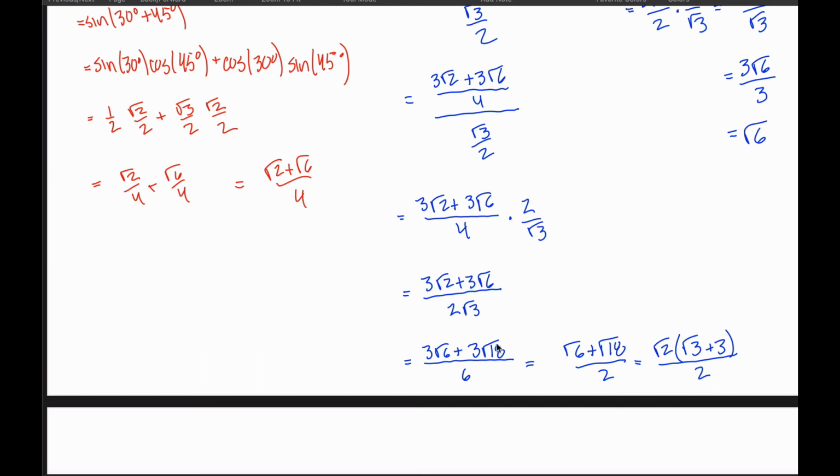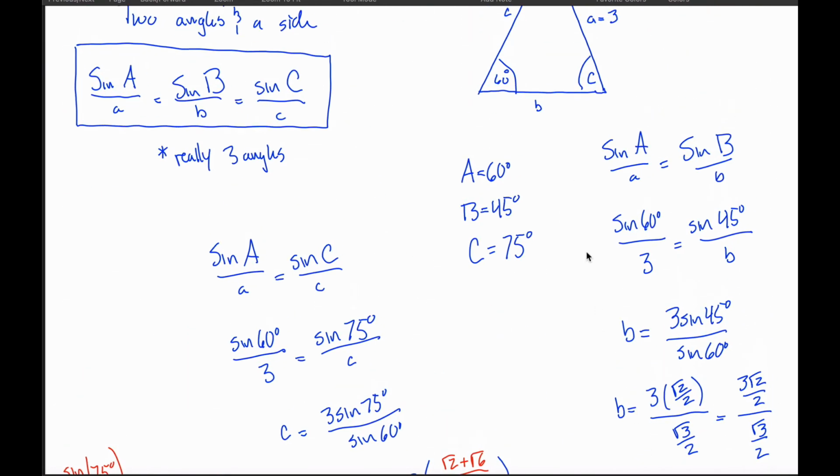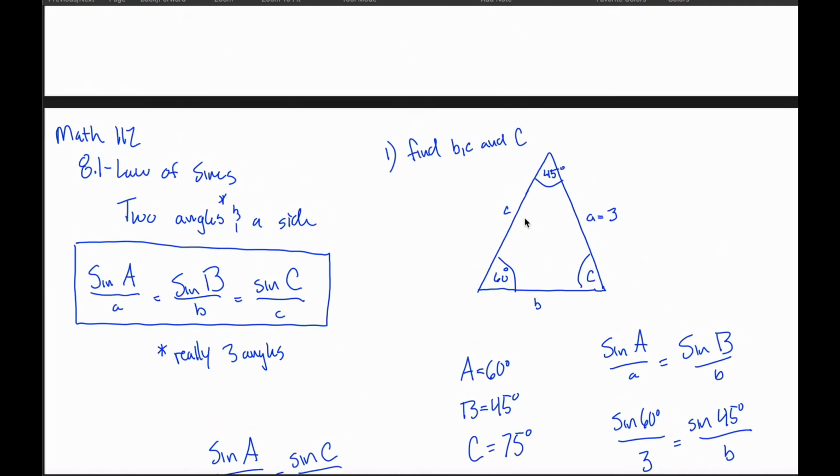I don't need you to go any further than this. And frankly, if you got this far, I'd be pretty happy. And if it didn't say to rationalize the denominator, you get full credit for that as well. The big takeaway here is just that if you have a triangle and you have 2 angles, you really have 3 angles. And if you have all 3 angles and one side, you can solve for the remaining sides.